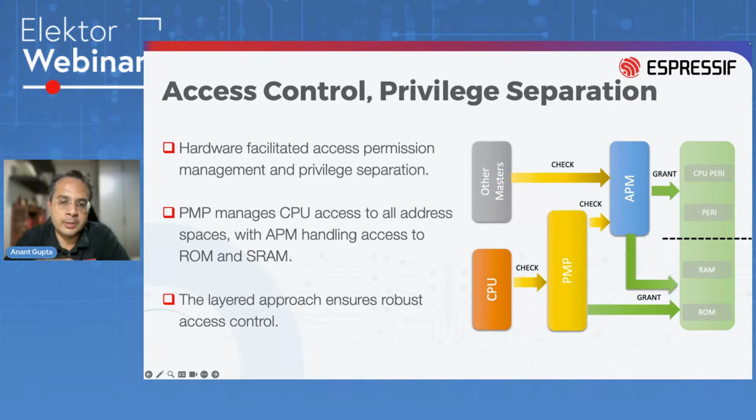It is divided into two parts overall, the PMP and the APM. The PMP manages the CPU accesses to all address spaces, and the APM handles accesses to ROM and SRAM. So that's the partition. This layered approach ensures robust access control.